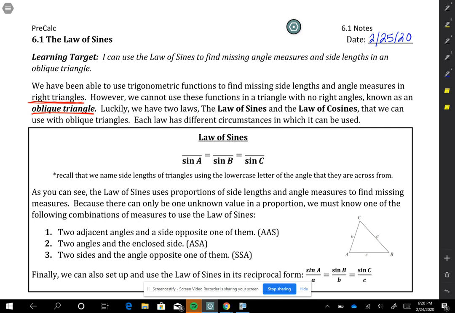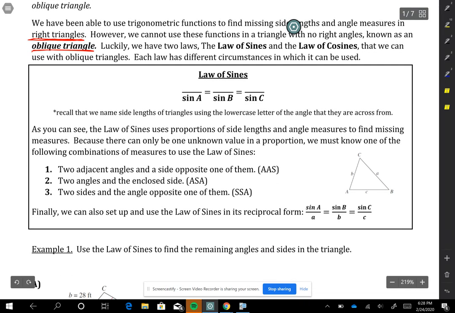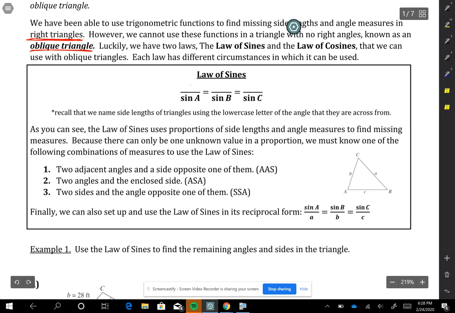Okay, so starting with the law of sines, it is just basically a big proportion. It is true that the side length to the sine of its opposite angle is equivalent to any other side length to the sine of its opposite angle in an oblique triangle. So if we fill in the law of sines here, we will put in the side length a over the sine of angle A, the side length b over the sine of angle B, and the side length c over the sine of angle C.